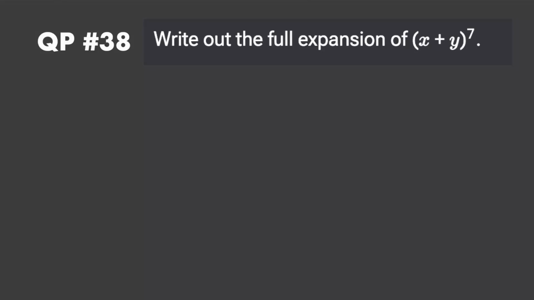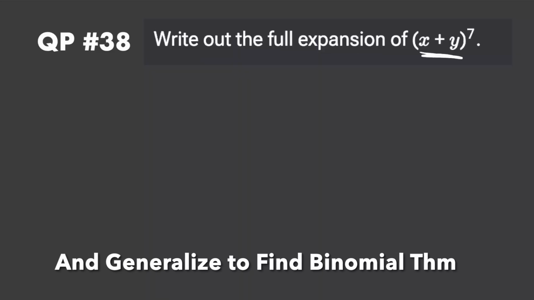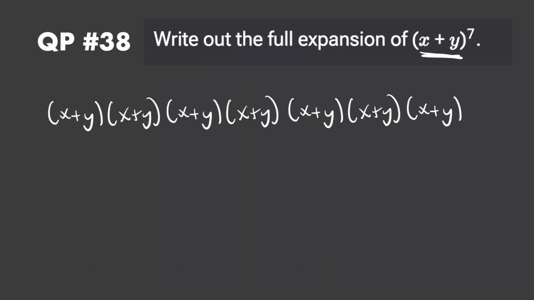Hello everyone, today let's take a look at Quantipus number 38. In this question, we just need to write out the full binomial expansion of (x + y)^7. So we're trying to write all the terms in the expansion of this.